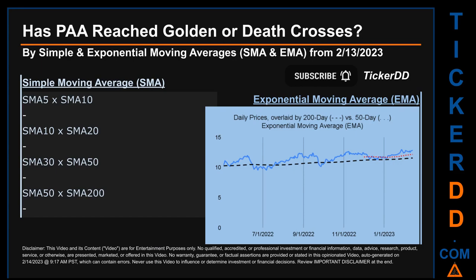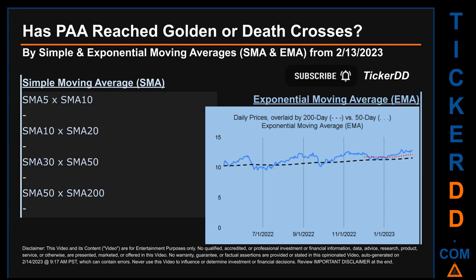Back to the video. Has PAA price reached golden or death crosses? Golden cross and death cross are basic signals that compare average prices across two specified trade day ranges, a short-term versus a long-term range. For example, 5-day versus 10 trade days.